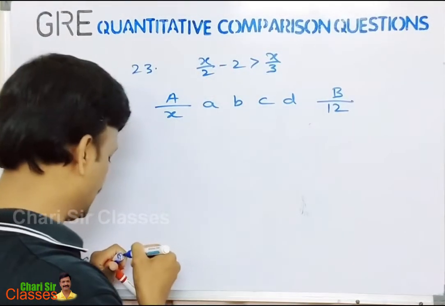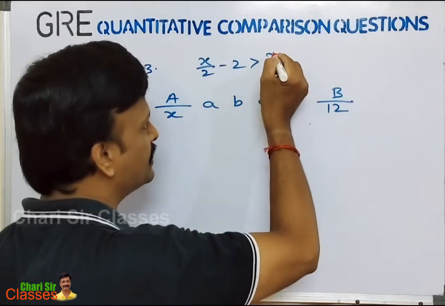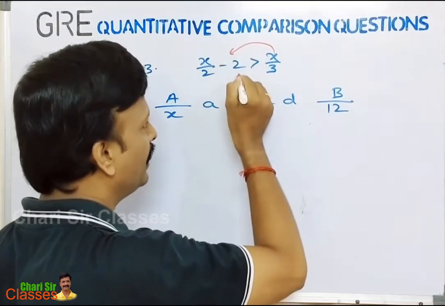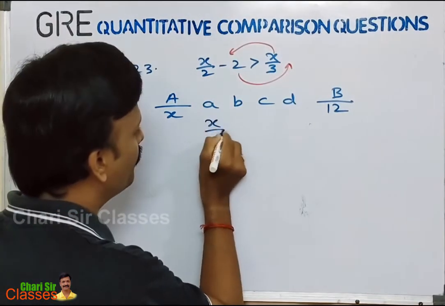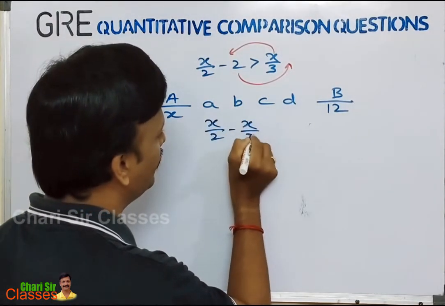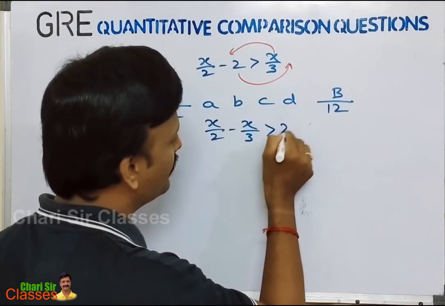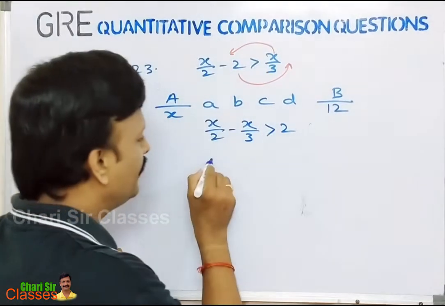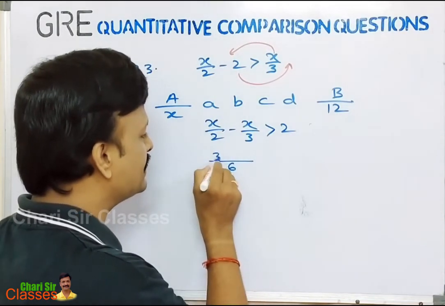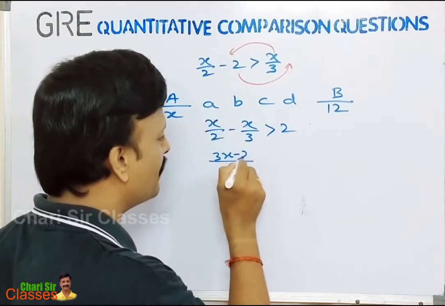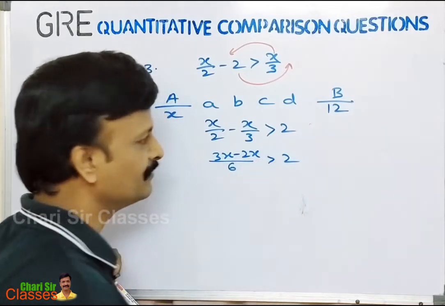Just you can transfer this inside, you take, and you take this one outside. That is x by 2 minus x by 3, which is greater than 2. Now we can take the LCM, 2 and 3, LCM is 6, 3 into x is 3x, 2 into x is minus 2x, greater than 2.